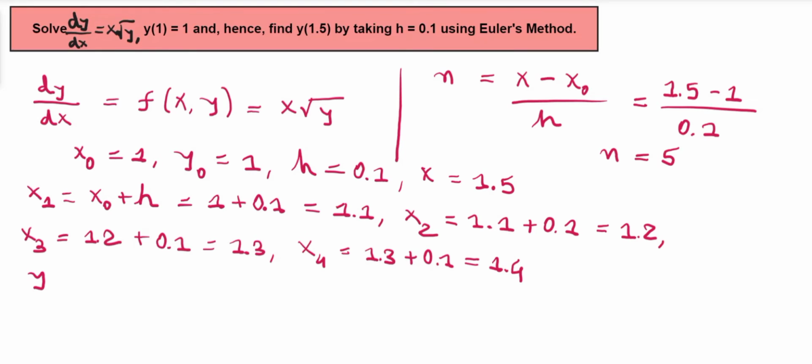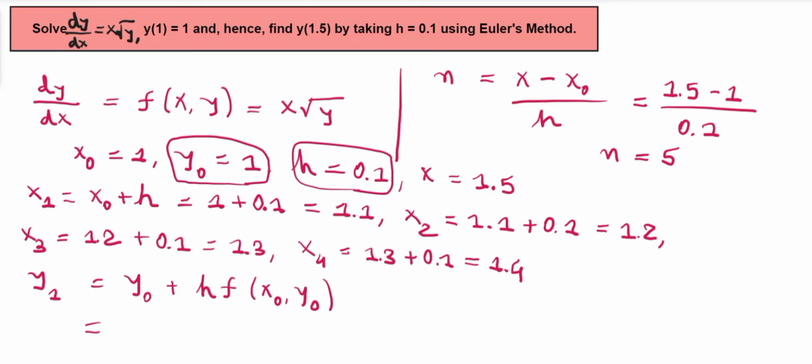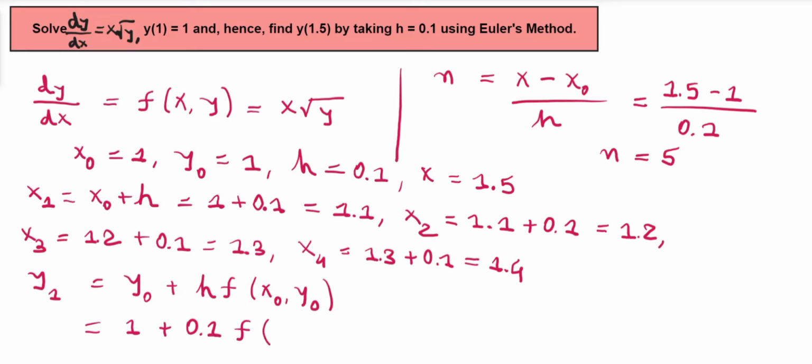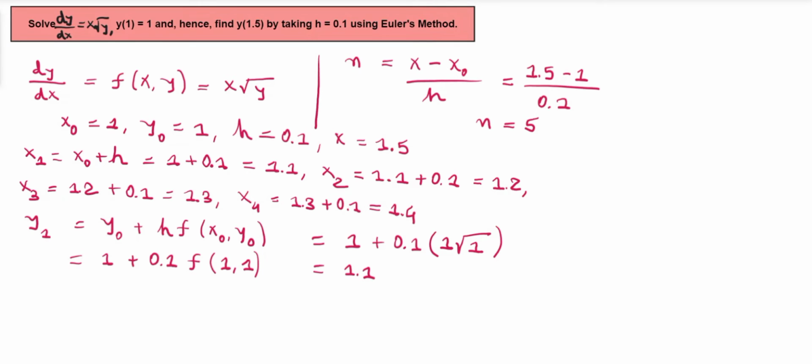Now we'll find y1. y1 will be equal to y0 plus h f(x0, y0), because the general formula is y_{n+1} = y_n + h f(x_n, y_n). y0 is 1, h is 0.1 and f(x0, y0), we will place in x root y. 1 plus 0.1 into f(1, 1) is equal to, here we'll place 1 plus 0.1 into x root y, which is 1 root 1, and this will be equal to 1.1.